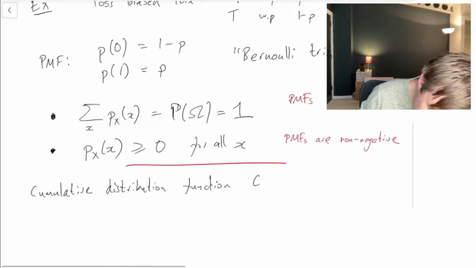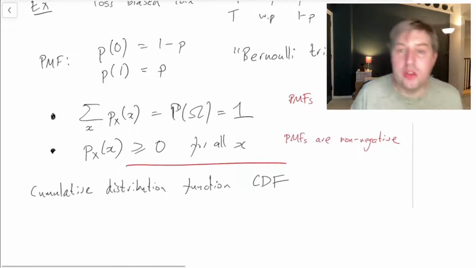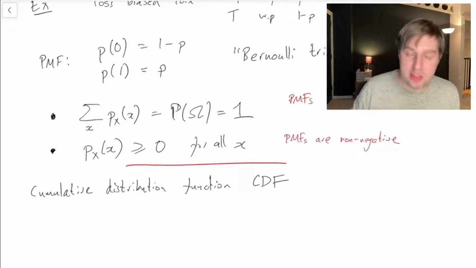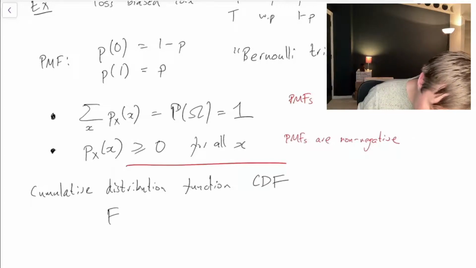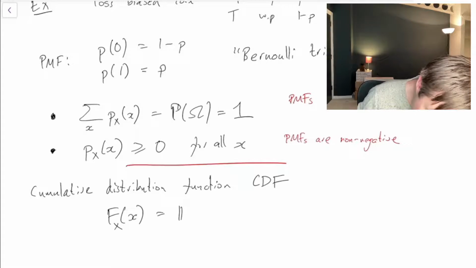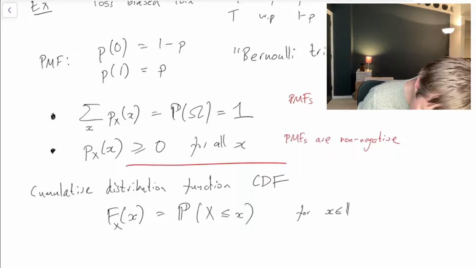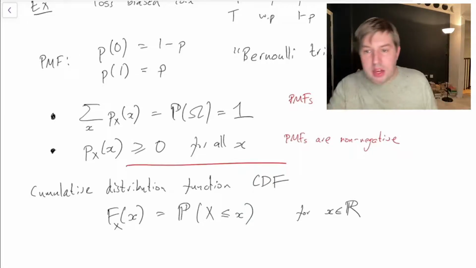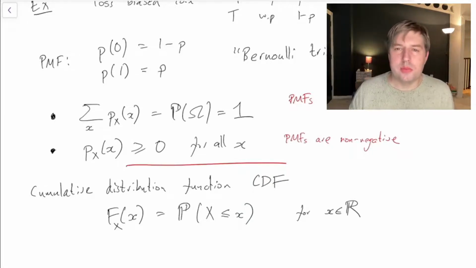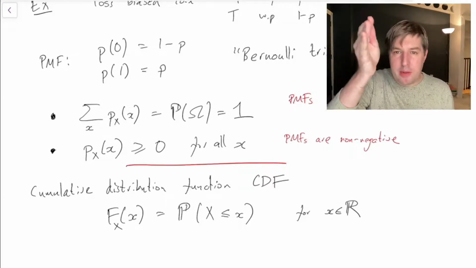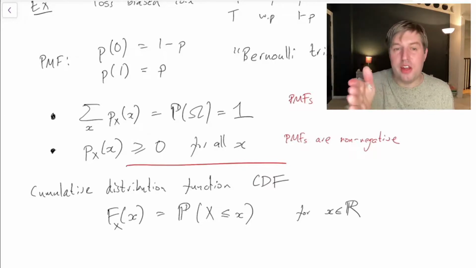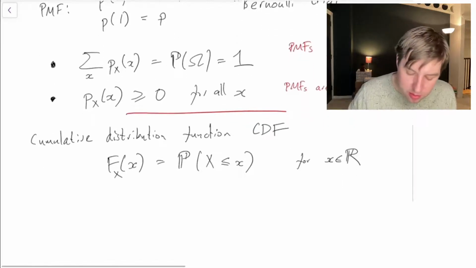Or CDF, another abbreviation I will use a lot: CDF, cumulative distribution function. And this is capital F, the probability that the random variable is less than or equal to some value x, for any real number x. So rather than the PMF telling us the probability we get certain values, the cumulative distribution is the probability we're up to some value.